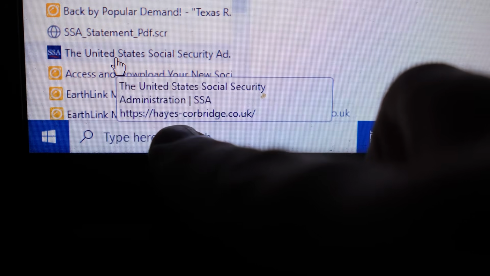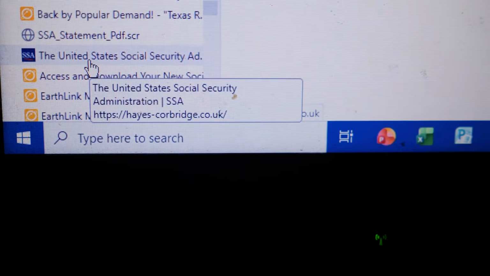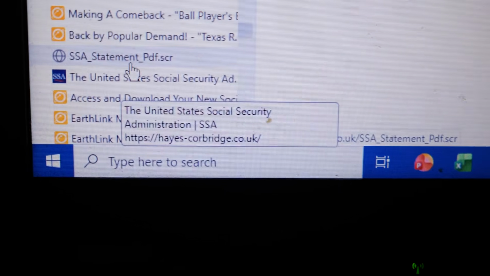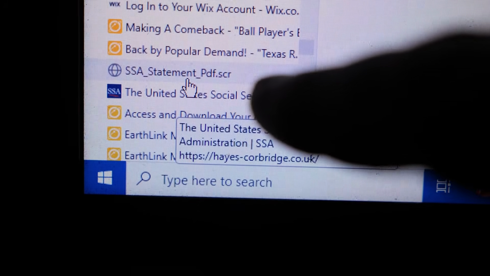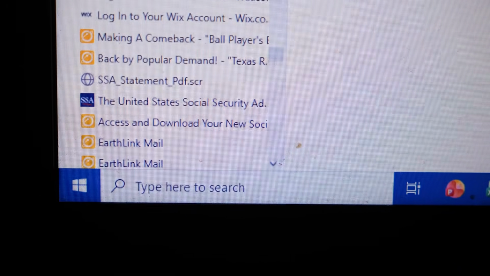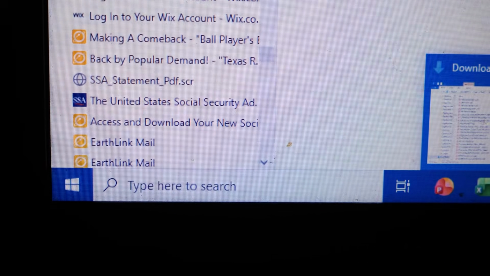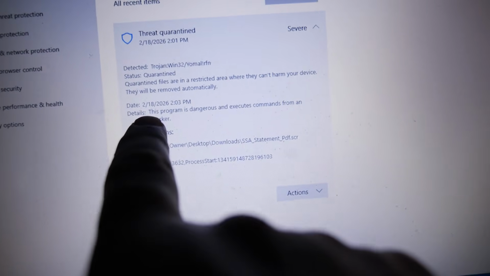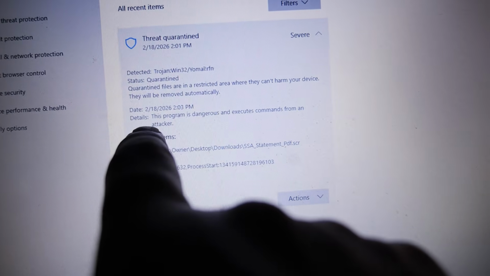For some reason it's at hayescorbridge.co.uk. But then this is the linchpin right here. This SSA statement PDF.scr, okay? That is the thing that got them. Our good pal Windows Defender did, on 2.18, take care of it.